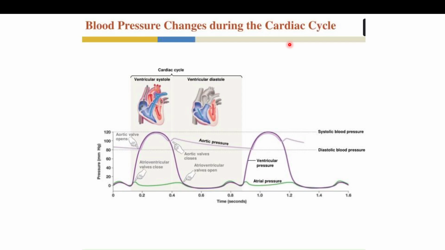Now, if we look at the blood pressure changes during the cardiac cycle.